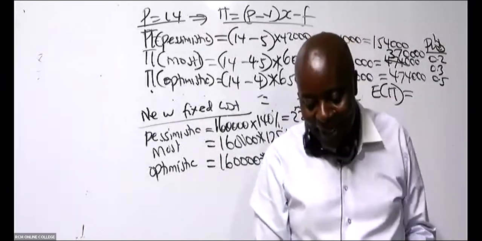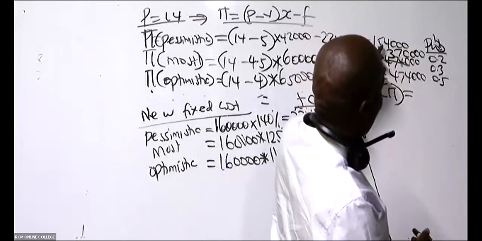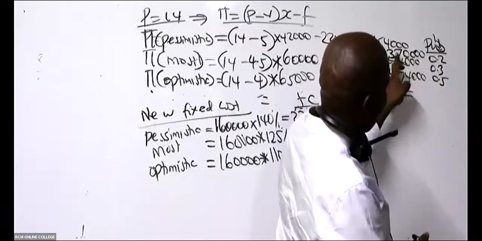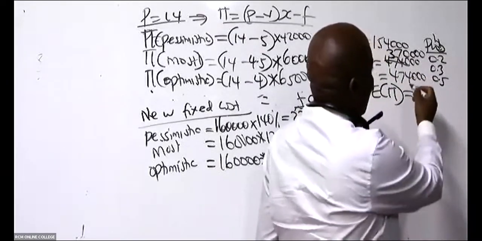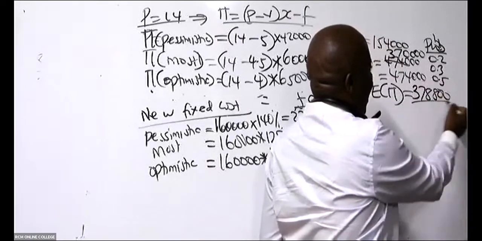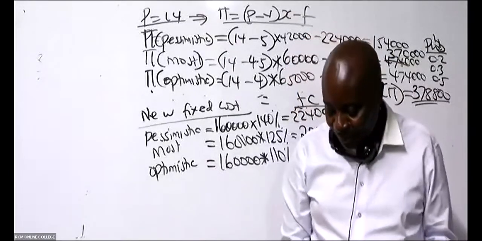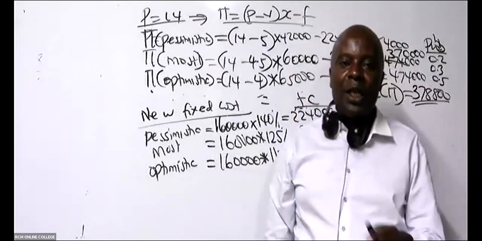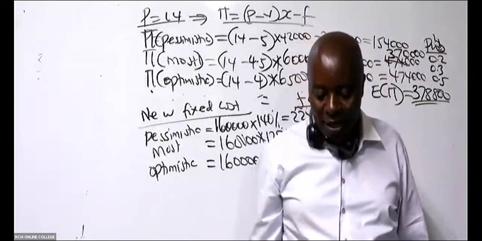We shall overcome, yes. So 378,800, eh? So you will take 154,000 times 0.2 plus 370,000 times 0.3 plus 474,000 times 0.5, which gives us 378,800. Now we have the last price. What is the last price? 17 shillings. So for 17 shillings, is there somebody who thinks they can do it on their own?